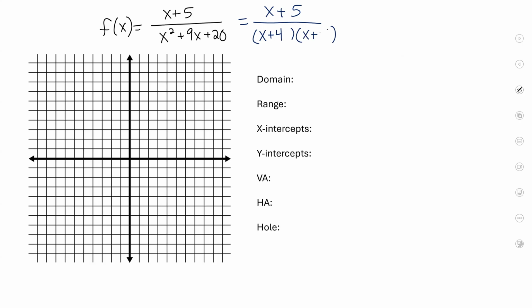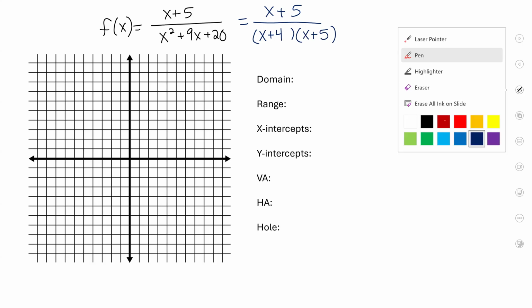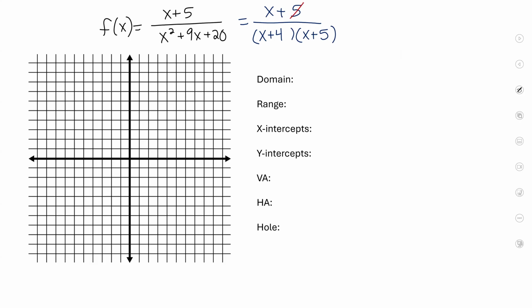Very good. Larabe, what cancels out? Just the 5s? X plus 5, the whole factor. Those cancel out. What does that mean if I cancel out, Larabe? No holes, good. Okay, so my simplified answer, I'm going to have 1 over x plus 4.